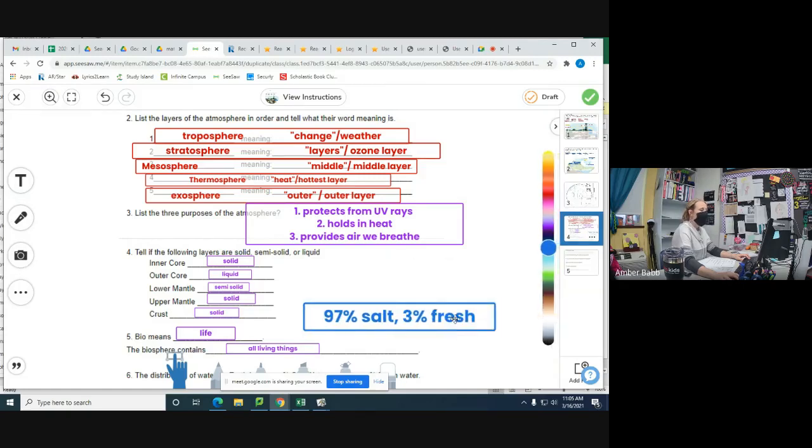Now, don't get confused, because one of the things we said is 1%. What is the 1%? 1% is what we can actually drink, what we can actually use, because 2% of the fresh water is ice. It's polar ice caps, guys.